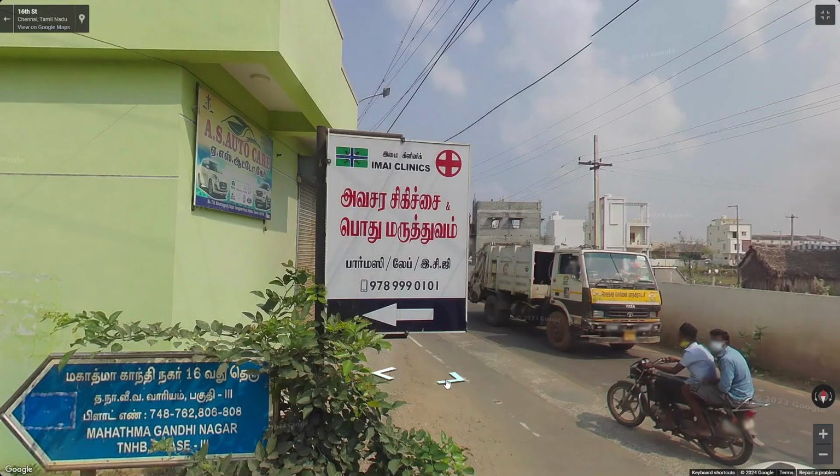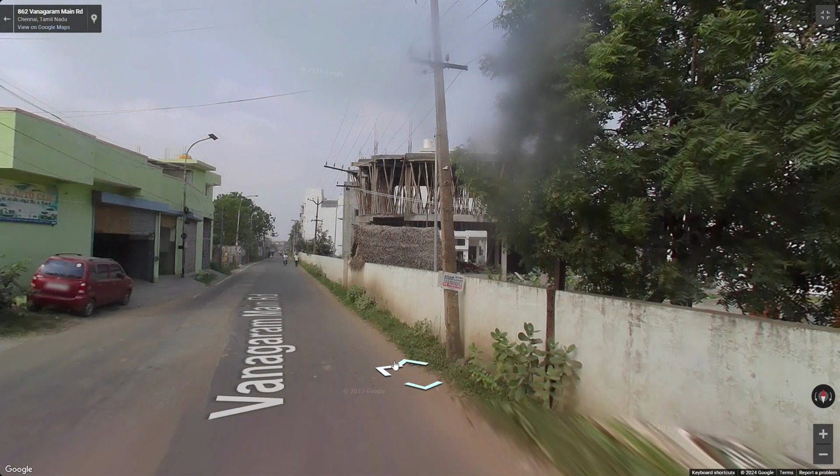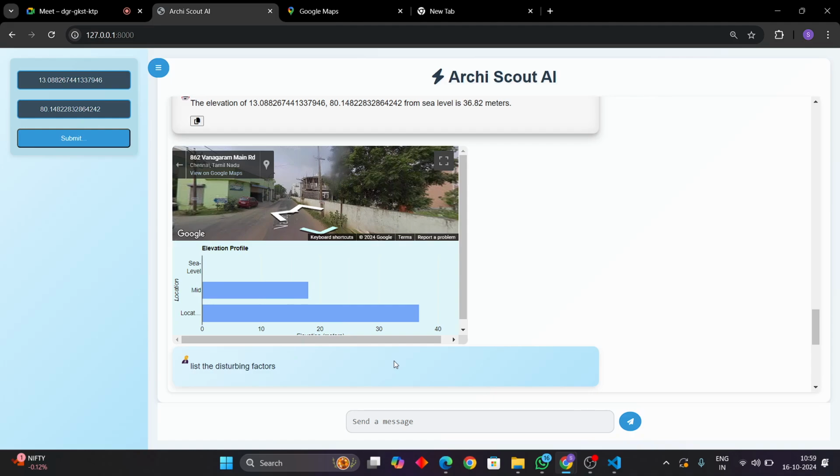So in this feature, we have integrated Google Maps. So, the architect can visually see how the location is. He can locate the nearby buildings, ensure proper ventilation and so on.